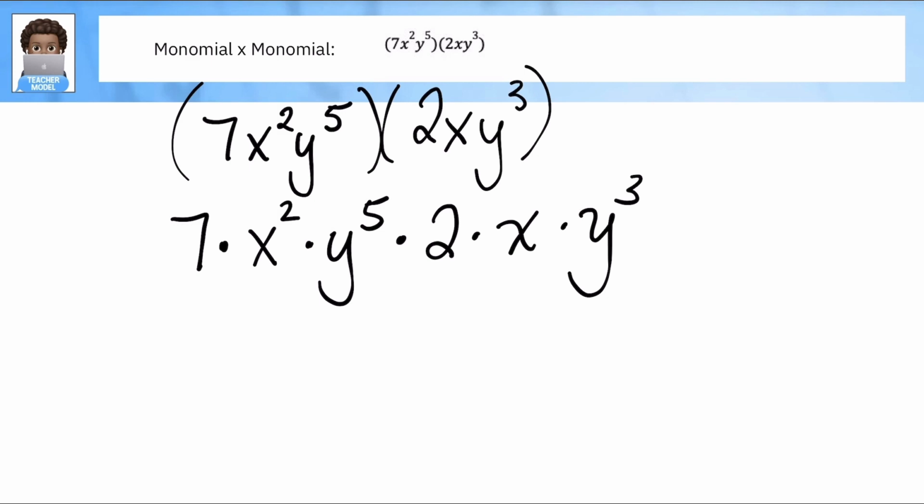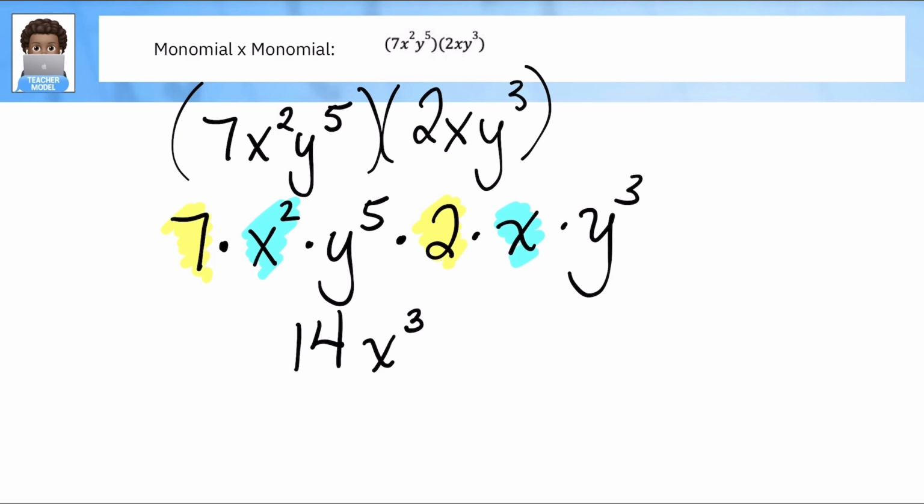So think of this kind of like your like terms. I always start off by looking at our whole numbers first, and that means we're going to multiply these two numbers. 7 times 2, and that gives us 14. And now we're going to look for our variables. And here we have x. And remember, when we multiply exponents, you're just adding them together. So x squared times x is just x to the 3rd.